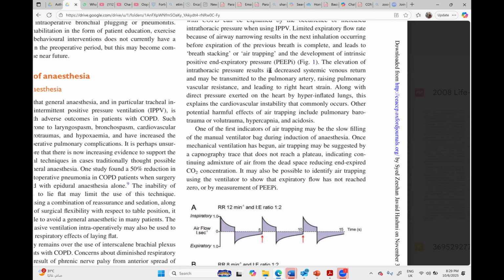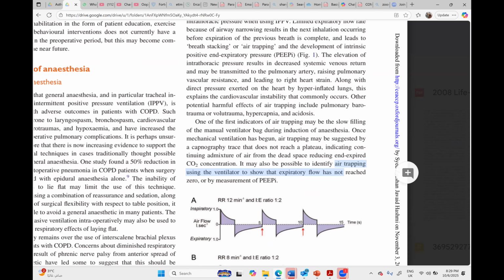Once mechanical ventilation has begun, air trapping may be suggested by a capnography trace that does not reach a plateau, indicating continuing admixture of air from the dead space, reducing the expired concentration. It may also be possible to identify air trapping using the ventilator to show the expiratory flow rate.